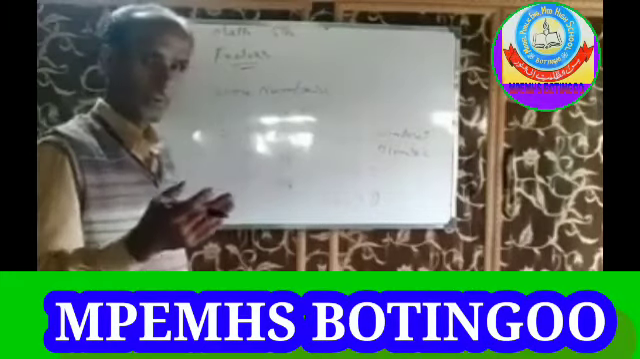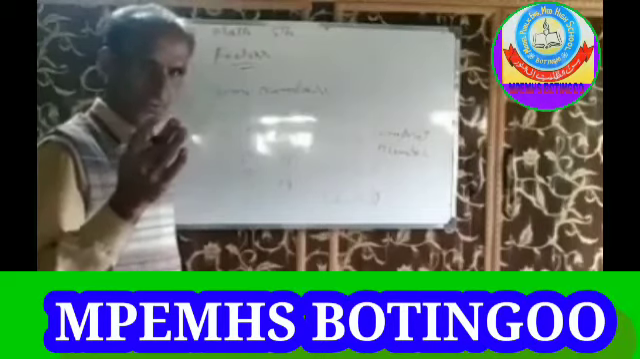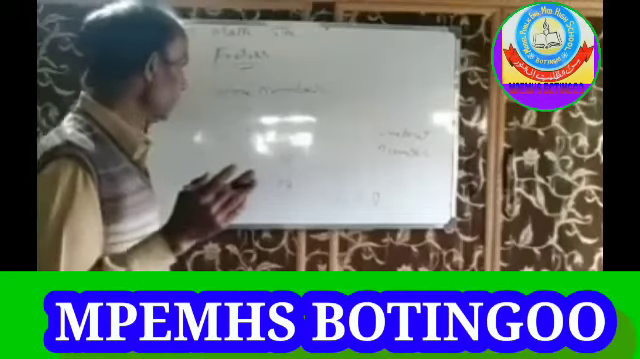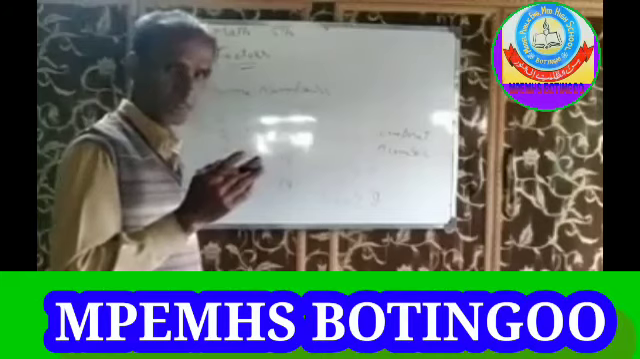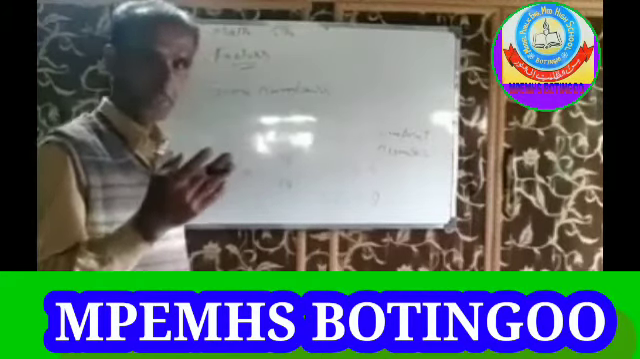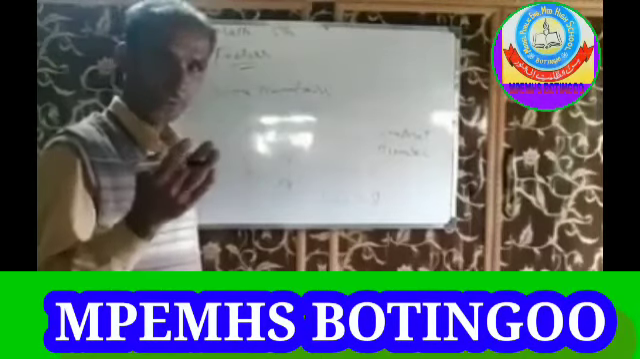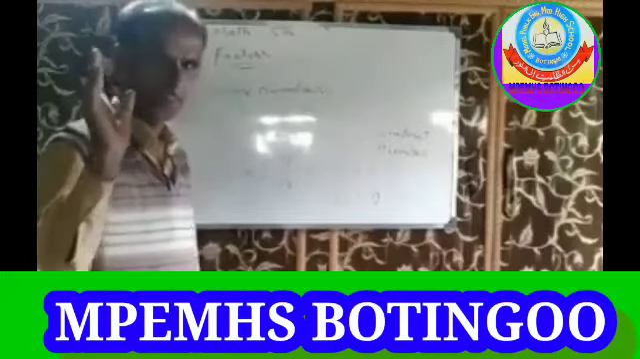And the numbers which have more than 2 factors are called composite numbers. The first composite number is 4. 6 is a composite number, 8 is a composite number, 9, 10, 12, 14, and so on. There are so many composite numbers.